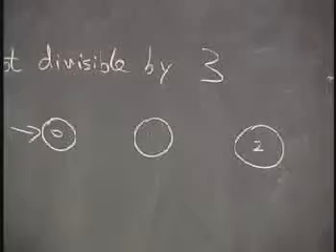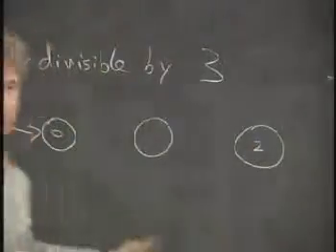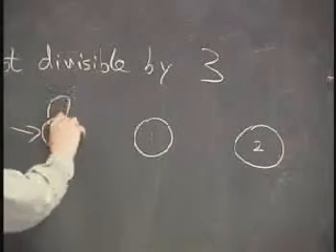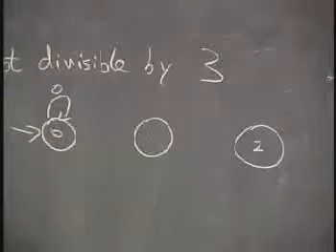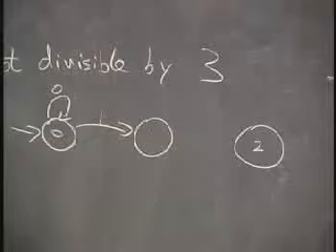Now let's calculate what happens to the remainder as I add symbols on to the right end. If I add a 0, I double the remainder. So doubling 0 is still 0. If I add a 1, I double plus 1. Takes care of that state.